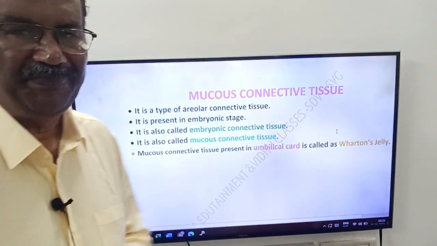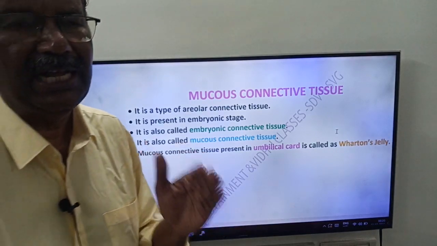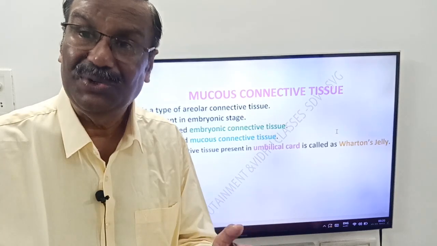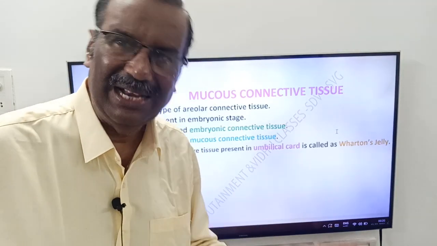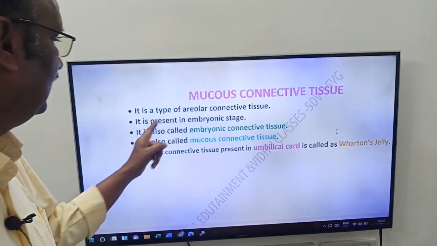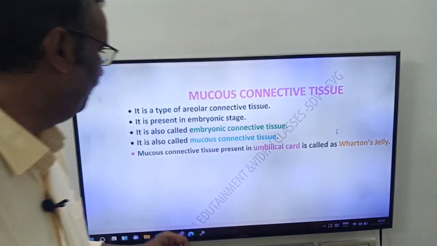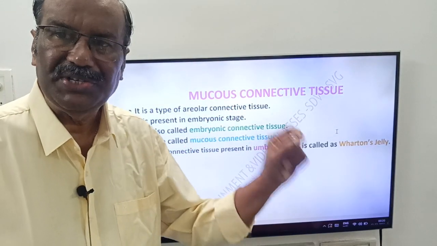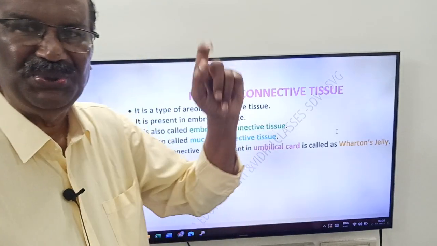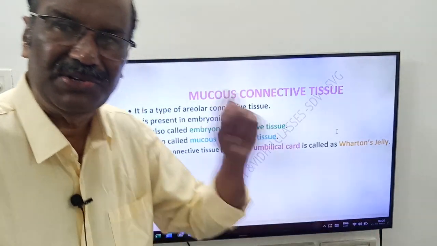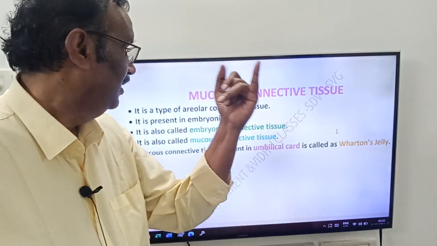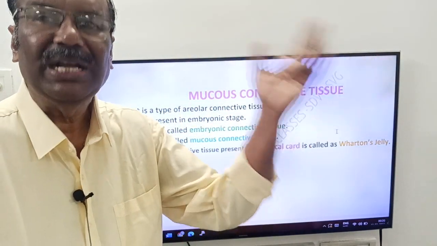Mucous connective tissue. Friends, actually it is a type of areolar connective tissue, but it is a special connective tissue. It is not present in adults. It is present only in the embryonic stage. Okay, friends. Now see, friends, it is a type of areolar connective tissue. It is present in embryonic stage only. It is also called as embryonic connective tissue, friends, because it is present in the embryonic stage. It is also called as mucous connective tissue, friends. Mucous connective tissue, embryonic connective tissue.